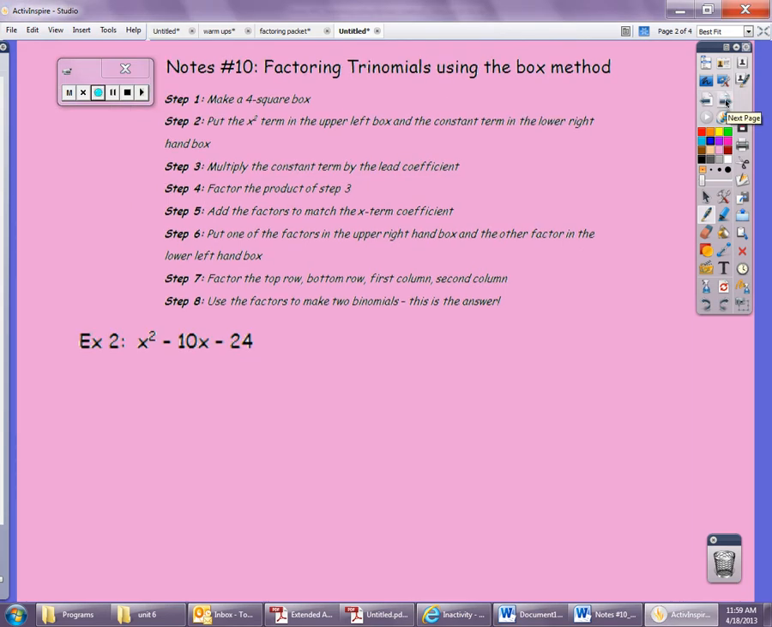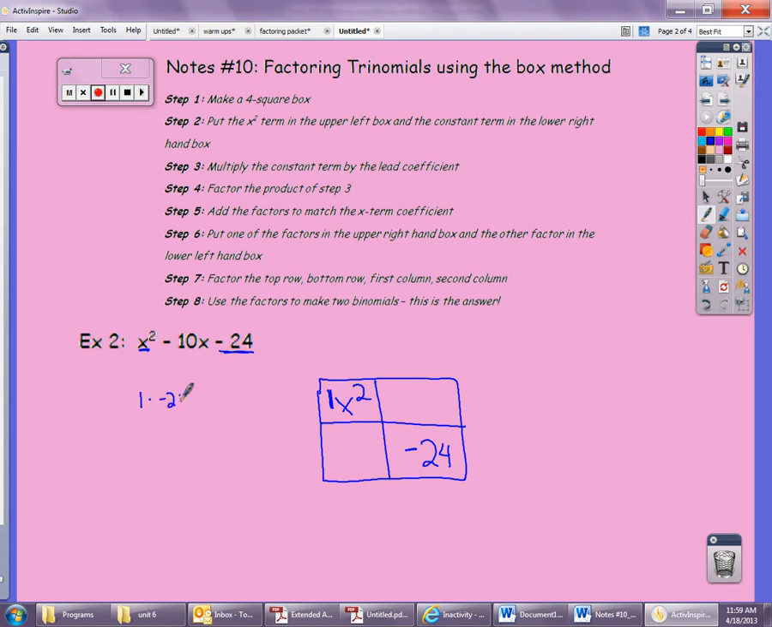So, once again, we're just going to repeat these steps. So we're going to draw our 4-square box. So step 1 is I drew my box. Step 2, I put this first term and this last term. So I start to fill in the box. So I fill it in with x squared and negative 24. We want to multiply the lead coefficient, which is 1, by the constant. So 1 times negative 24 is negative 24.